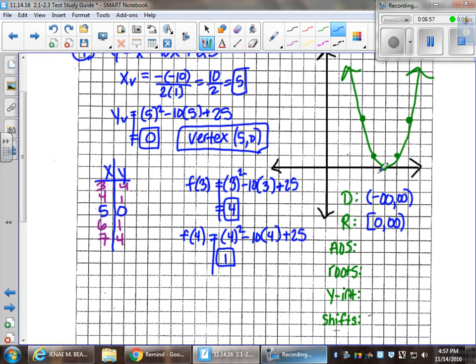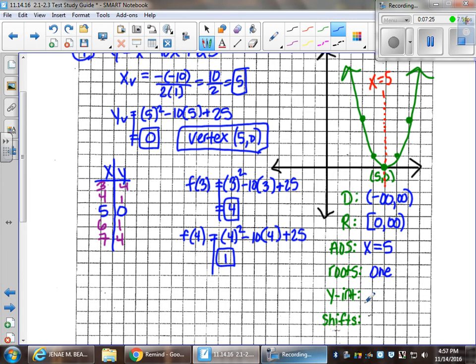My axis of symmetry will be x equals 5. It's the x value of the vertex, right? Because here's my vertex at 5, 0, and I know that axis of symmetry is that vertical line that cuts right down the middle. So it would have an equation of x equals 5. Roots, I have one x-intercept, so there's one root.